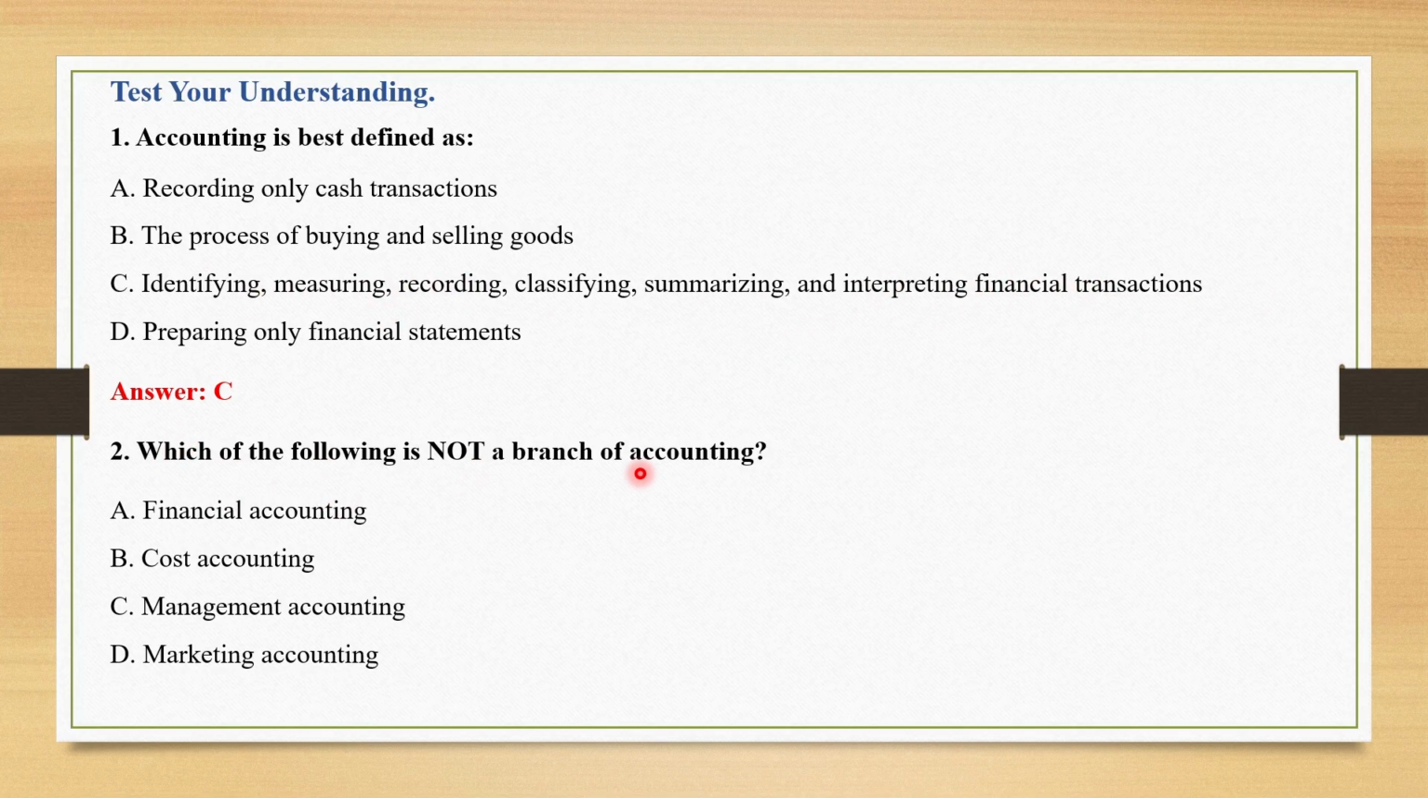Which of the following is not a branch of accounting? We have seen three. Do you remember? A, financial accounting. B, cost accounting. C, management accounting. D, marketing accounting. What is the answer? The answer is D. D is not a branch of accounting. You have seen these three: financial accounting, cost accounting, and management accounting.